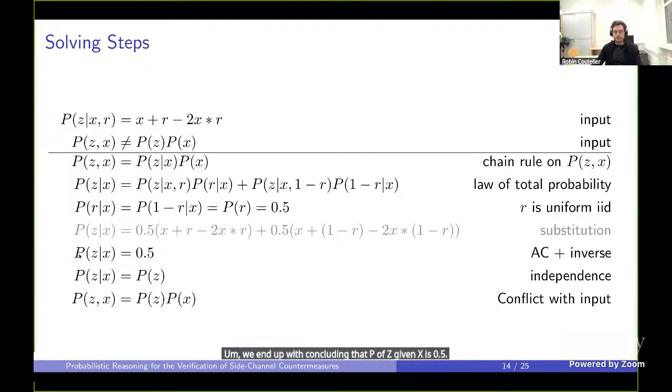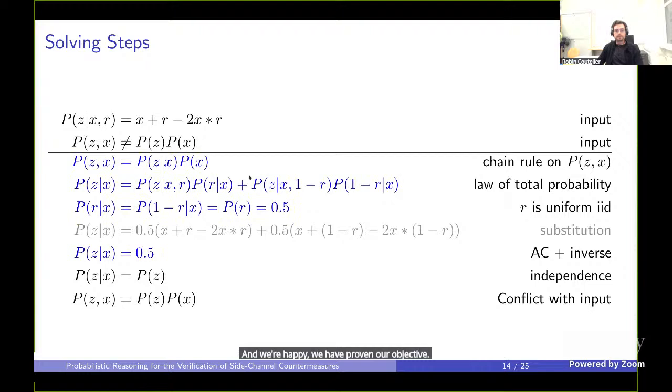Okay. Well, that is cool because it's a general expression on Z and X, which means that actually P of Z given X is equal to P of Z. So Z is independent with X. We can plug this expression here, and then we get P of Z given X is equal to P of Z times P of X, which contradicts our premise, and we have a conflict. And we're happy, we have proven our objective.